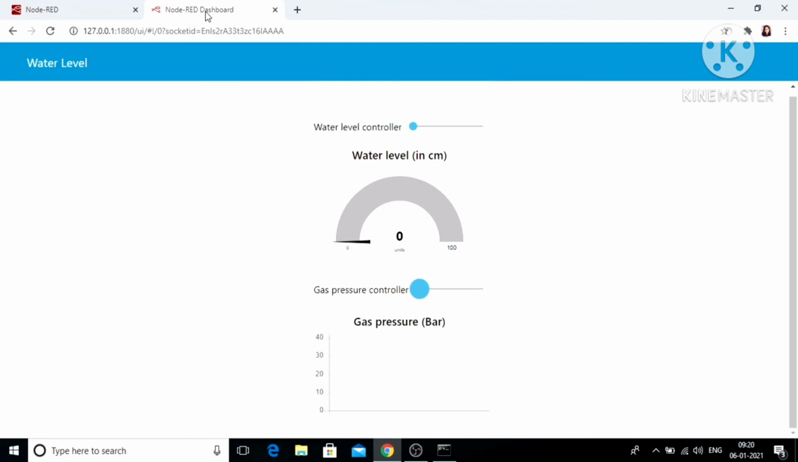Now we will go to the dashboard, and we will control the water level with the help of this slider. As you can see, 0 to 30 is green, after that it is yellow, and after 60 it is red. Now I will control the gas pressure using this slider. You can see the bar chart.